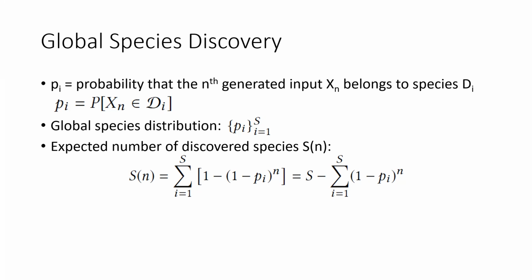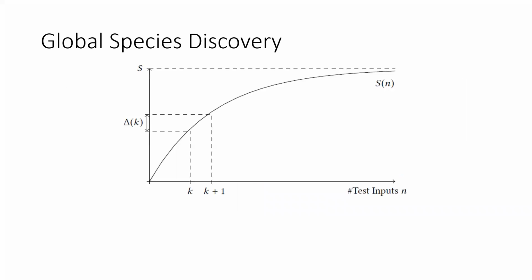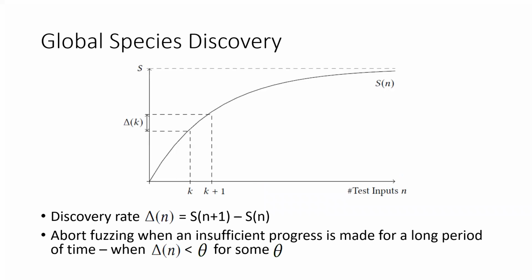Okay. Thanks, Xianglin. So they define the discovery rate as such, and the idea is they can abort fuzzing when insufficient progress is made for a long period of time. So if the discovery rate is less than theta for some theta, they can stop the fuzzing process.